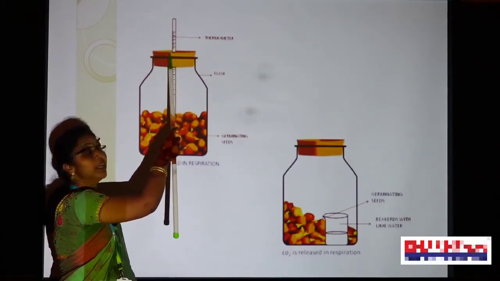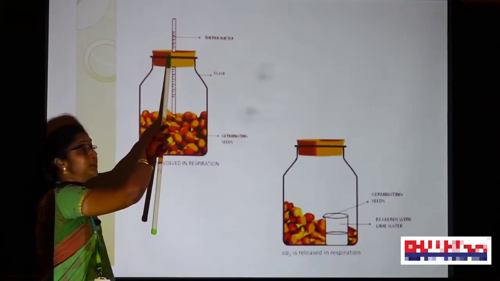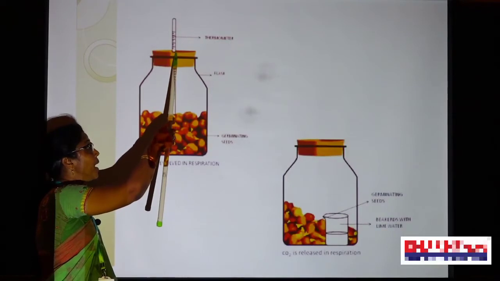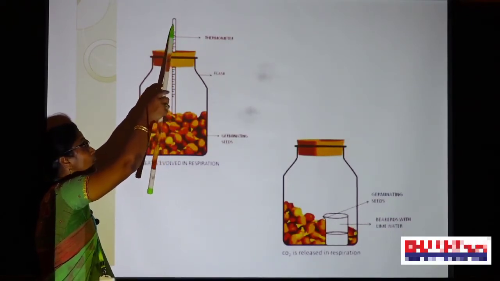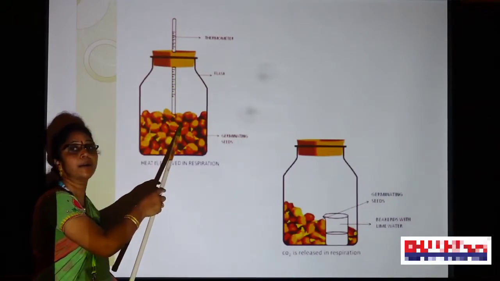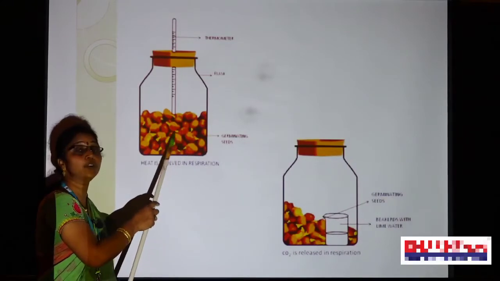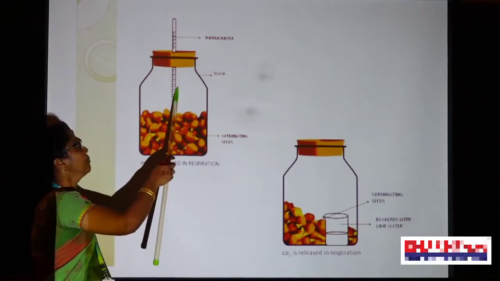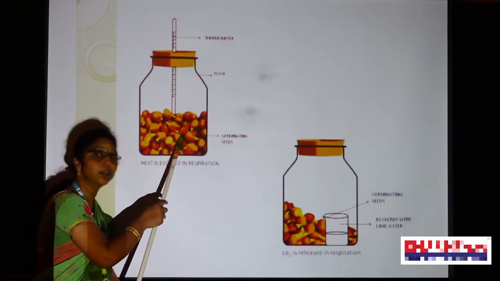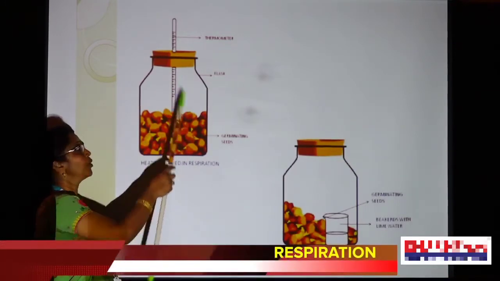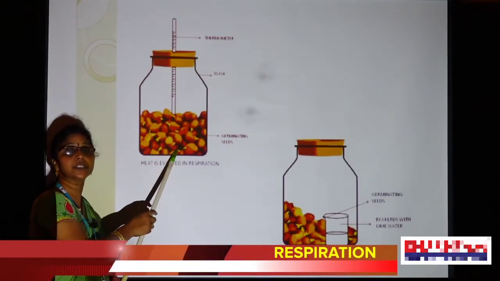Just remove the lid. Having removed the lid, keep a bar, and through the bar you can bore a hole. Through this hole we fit the thermometer into the germinated seeds. But here we take one precaution: the bulb of the thermometer is dipped into the germinating seeds. What are we doing here? The germinating seeds, already we know how seeds germinate.